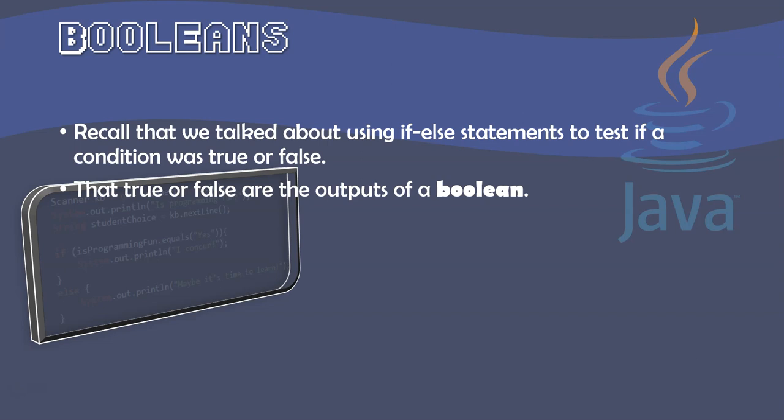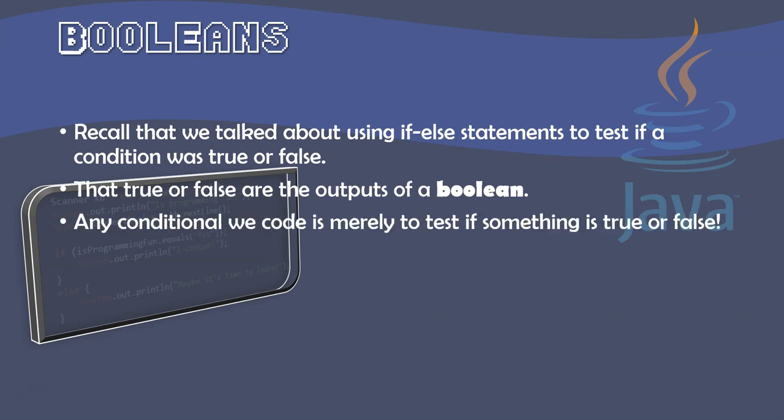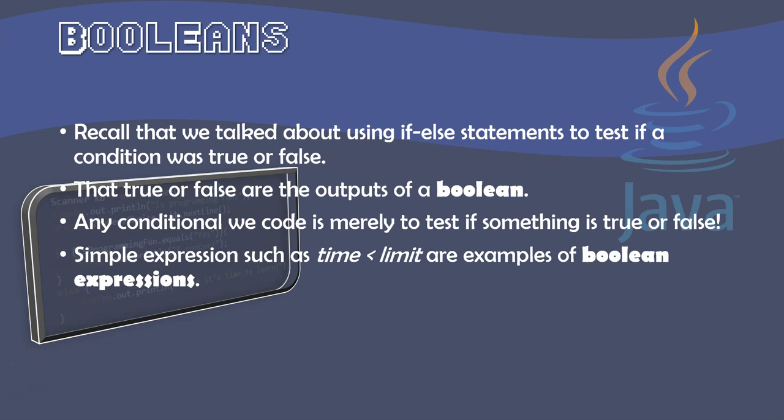Remember, we talked about Booleans as one of our primitive types that we have in Java. Now, any conditional that we code is merely to test if something is true or false. That's ultimately what it's doing. It's looking to see, is this true? And then we can do some code, or if it's false, we're going to do something else, and we're going to bypass it. Now, simple expressions such as time is less than limit are examples of what's known as a Boolean expression because we're testing two different things, and therefore it's an expression. Kind of like in math where you can have mathematical expressions, but we can have the same things here with Booleans.